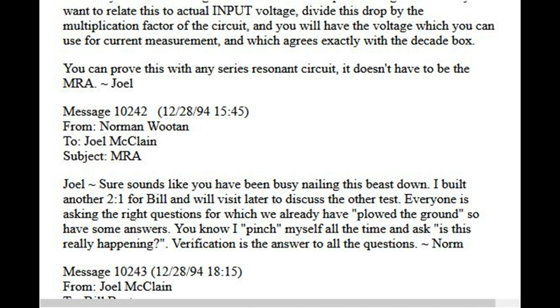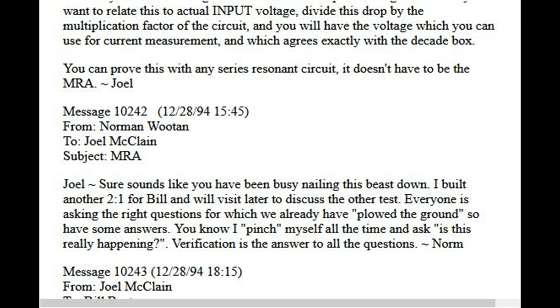Message 10242, December 28, 94, 1545. From Norman Wooten to Joel McLean. Subject: MRA. Joel, sure sounds like you have been busy nailing this beast down. I built another 2, one for Bill, and will visit later to discuss the other test. Everyone is asking the right questions for which we already have plowed the ground, so have some answers. You know I pinch myself all the time and ask, is this really happening? Verification is the answer to all the questions. Norm.